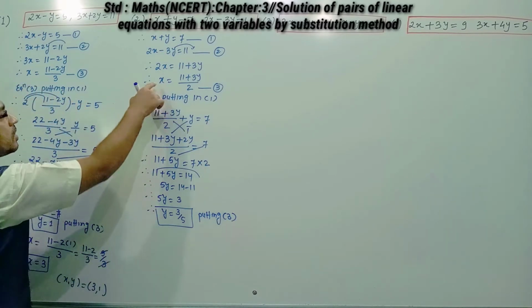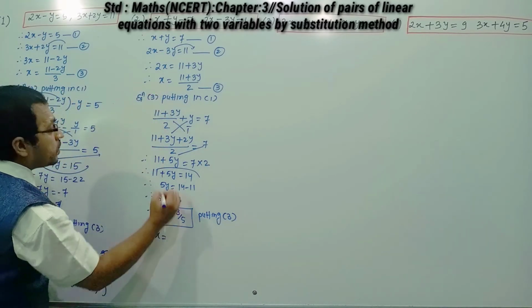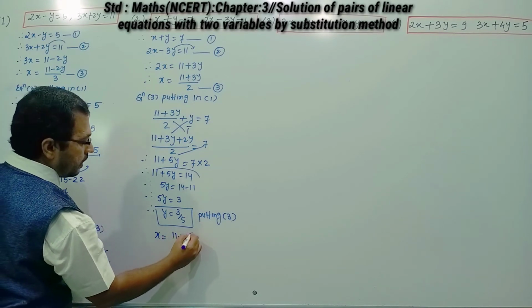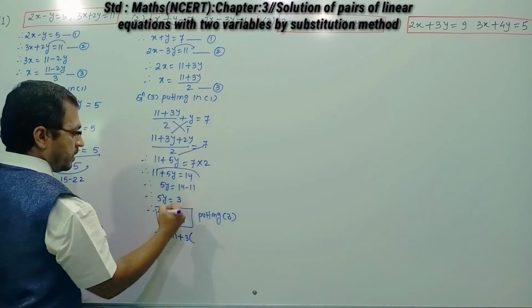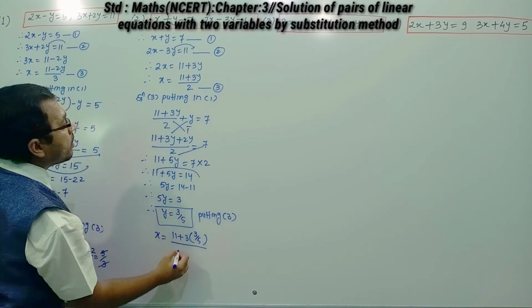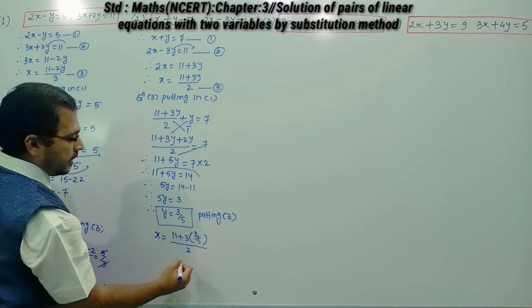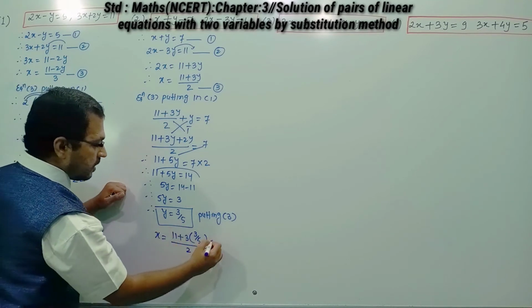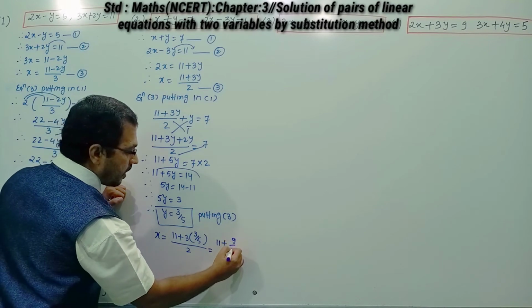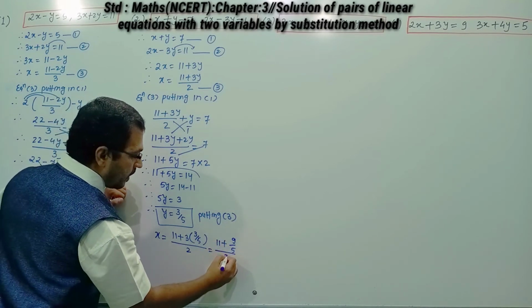So what is equation 3? x is equal to 11 plus 3. The value of y is what? 3 by 5, by 2. Okay. Now you can simplify these things. So 11, 3 3s are 9 by 5 by 2.